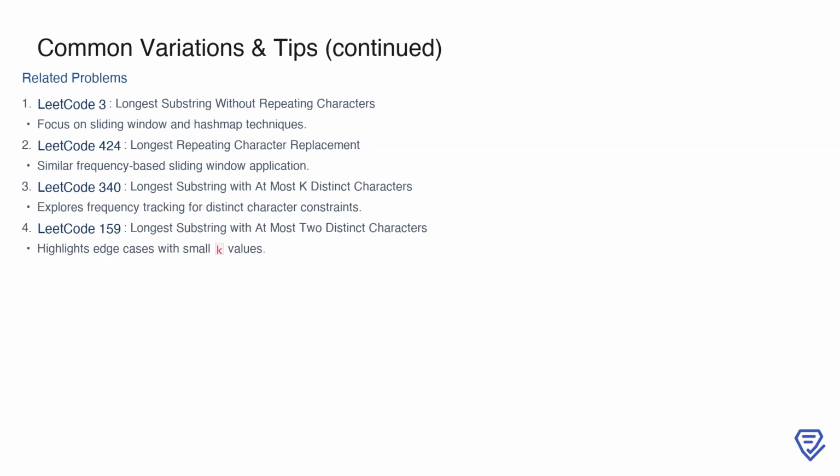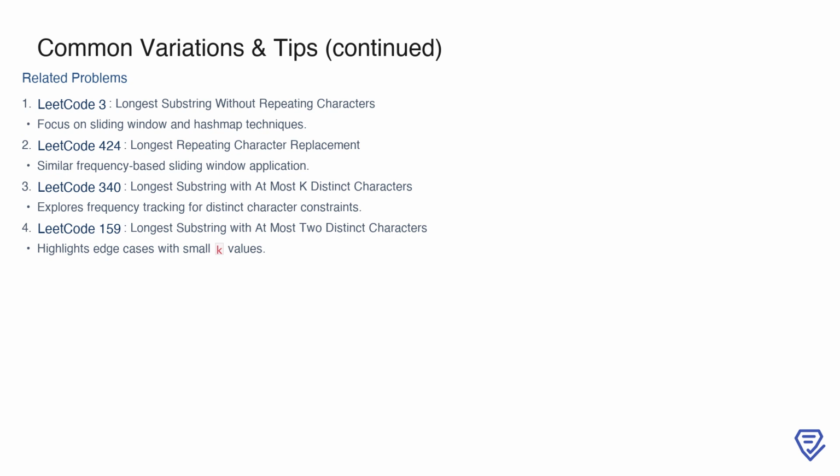This problem connects closely with several others on LeetCode that focus on substring analysis and frequency constraints. For example, in LeetCode 3, longest substring without repeating characters, the emphasis is on applying sliding window and hash map techniques to ensure no character repeats. Similarly, LeetCode 424, longest repeating character replacement, relies on sliding window methods for frequency-based constraints.